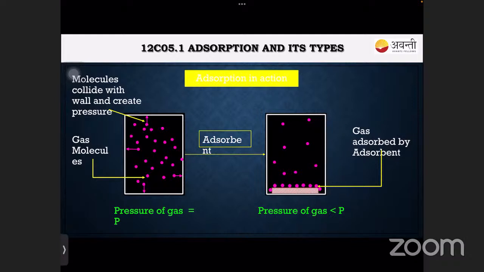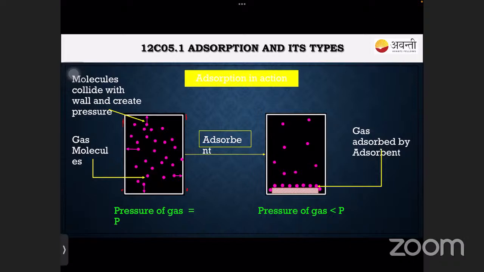Adsorption, how it occurs and all. Now, let's take a container like this, and inside there are gas molecules. Firstly, we are taking only gas molecules in it. Now what happens? The gas molecules, will they stay at a particular point?